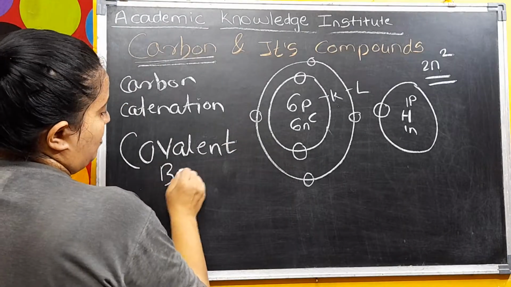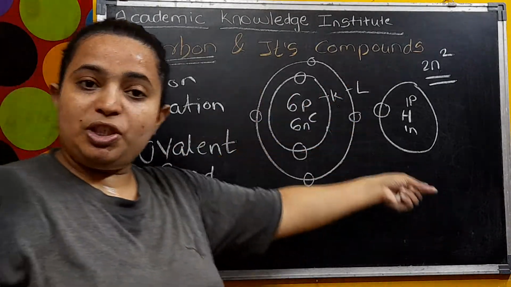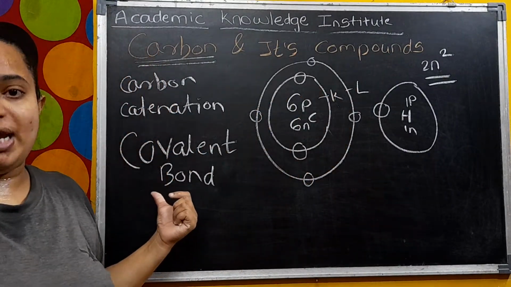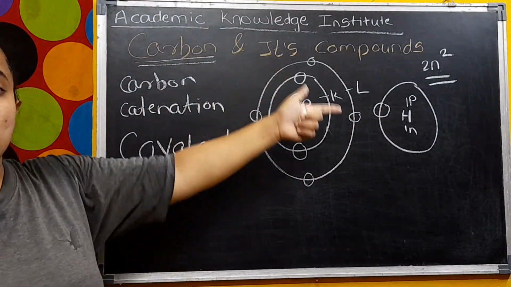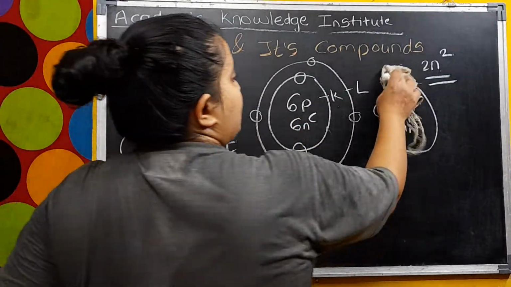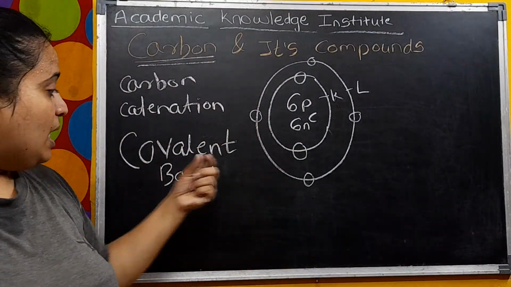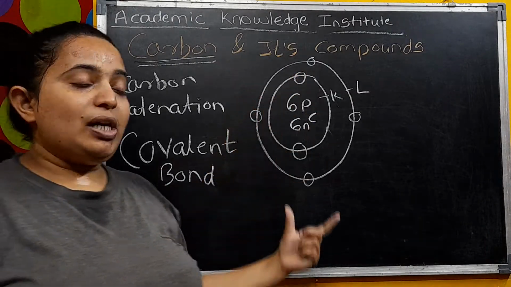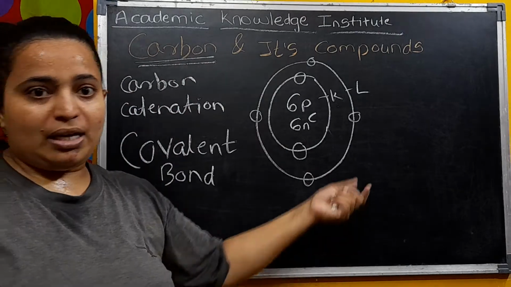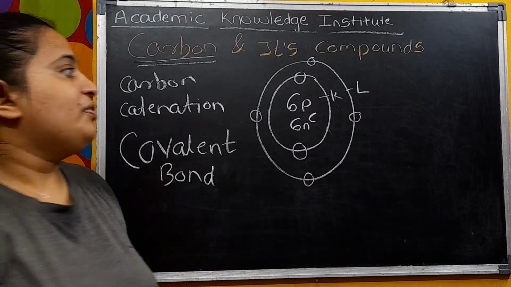Understood, student? Because of the sharing of the electrons, the bond is forming. That bond is known as the covalent bond. This is because of the electron sharing. So now we will see how the carbon is forming the covalent bond. It is not only carbon that forms covalent bonds. There are some other elements also, like hydrogen and oxygen. They are also forming the covalent bond. Let's see how.